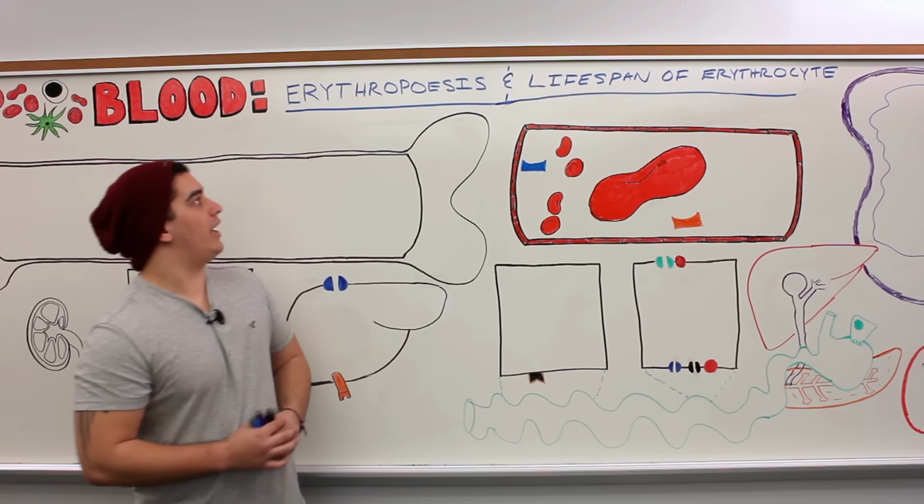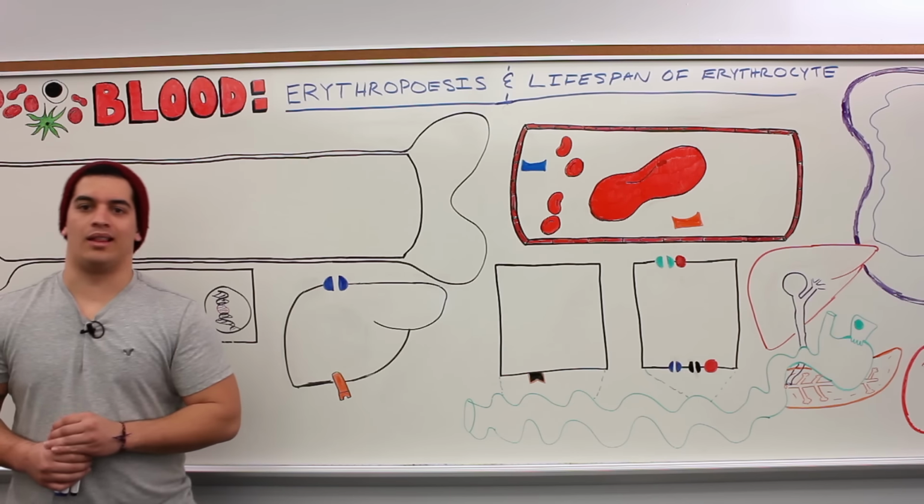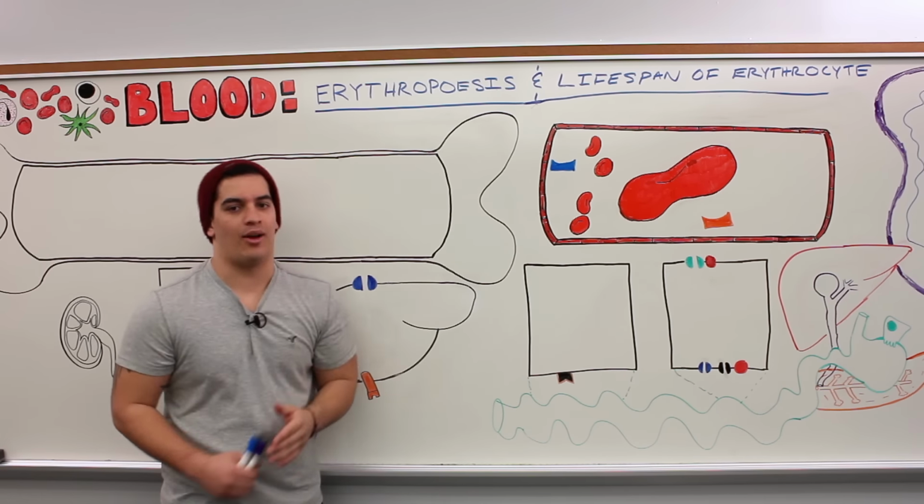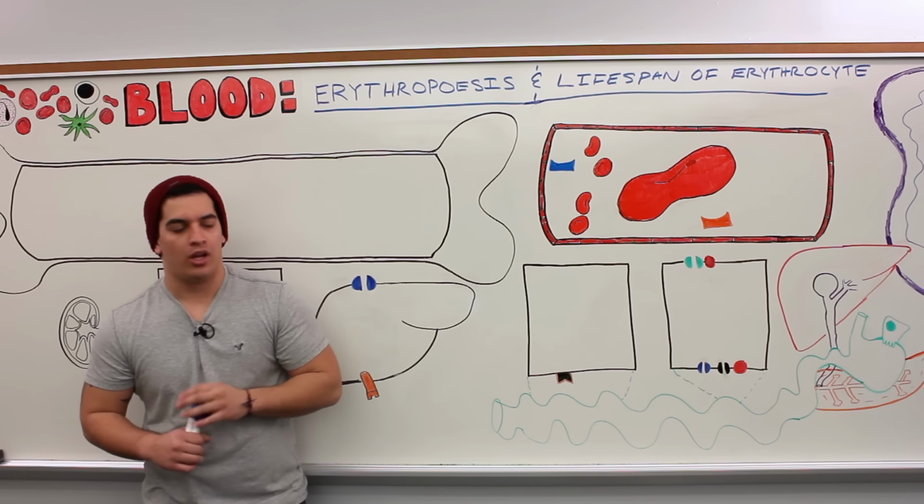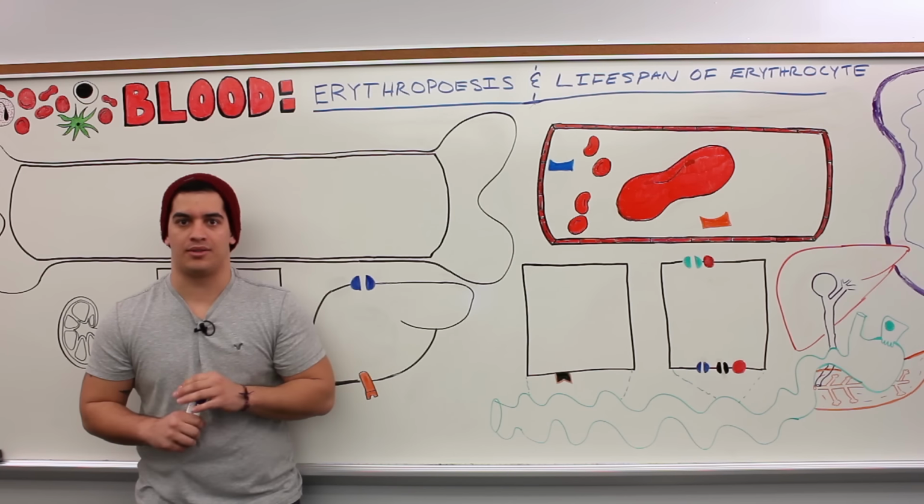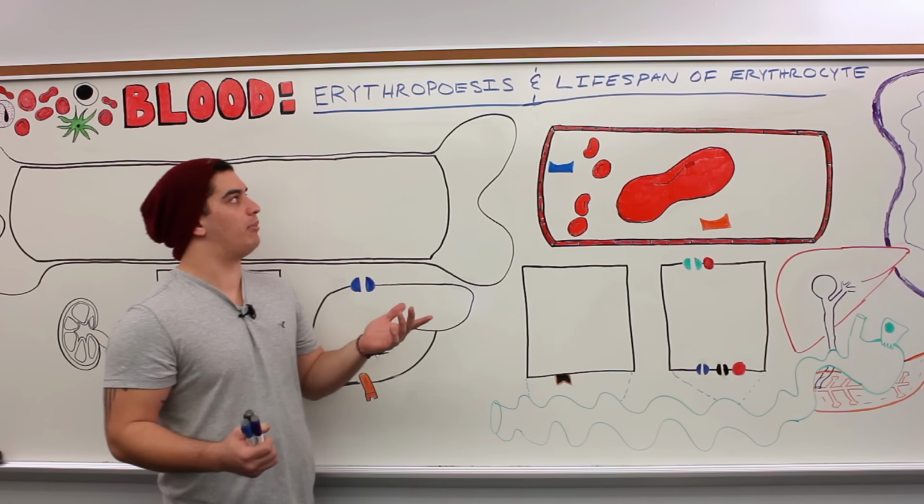All right, guys, so what we're going to do today is talk about erythropoiesis and the lifespan of a red blood cell, or an erythrocyte. Well, first off, before we go into that, what is erythropoiesis? Erythropoiesis is the normal production of red blood cells, right? So it's the production of red blood cells.